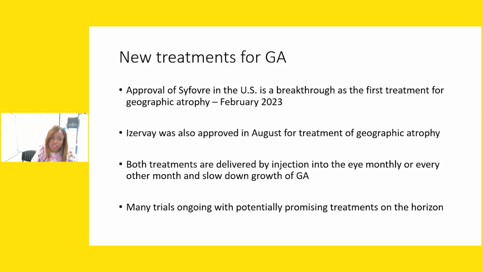Many trials are ongoing with potentially promising treatment on the horizon. There are different opportunities out there now for clinical trials of treatments for geographic atrophy, some that are tablets, some are regular injections. There's even teams looking at eye drops. But ultimately, the field is now expanding and there's a lot of focus on this. So I'm very hopeful that we will have more treatments coming through the pipeline into our clinics in the near future.